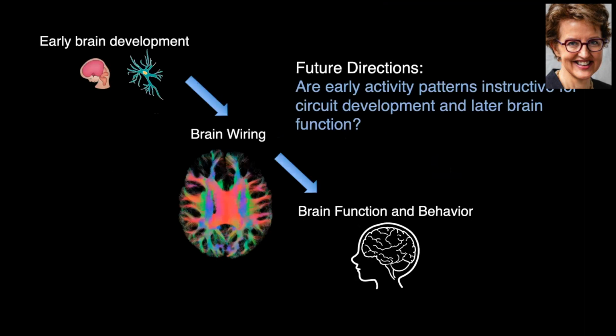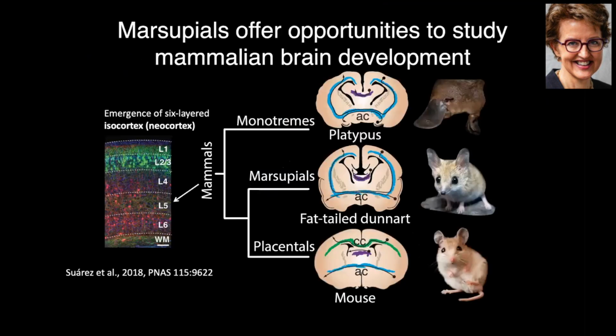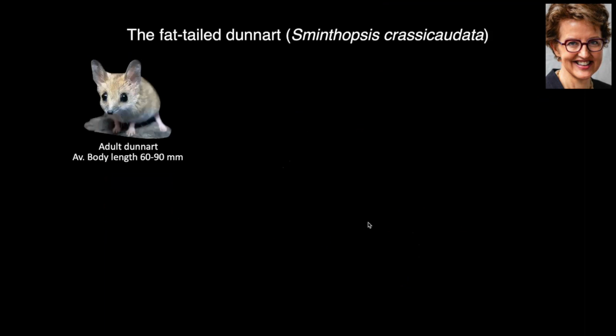Just to touch briefly on our new lab at Washington University in St. Louis, we are going to be primarily focusing on the area of early activity patterns and how they might be instructive for circuit development and later brain function. To do this, we're studying a small marsupial called the fat-tailed dunnart. Why would we change model systems for this? Let me introduce you to these animals.